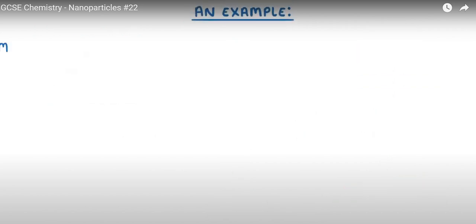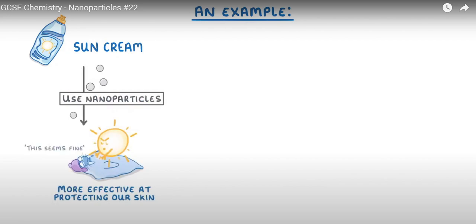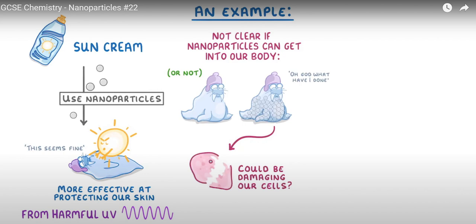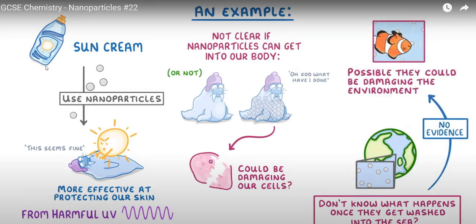An example of all this is in sun creams. If we use nanoparticles in our sun creams, they tend to be more effective at protecting our skin against the harmful UV rays, because they provide better skin coverage. However, it's not clear if the nanoparticles can get into our body or not, and if they do, whether they could be damaging our cells. We also don't know what happens to them once they get washed into the sea. And although there's no evidence, it's possible that they could be damaging the environment in some way.